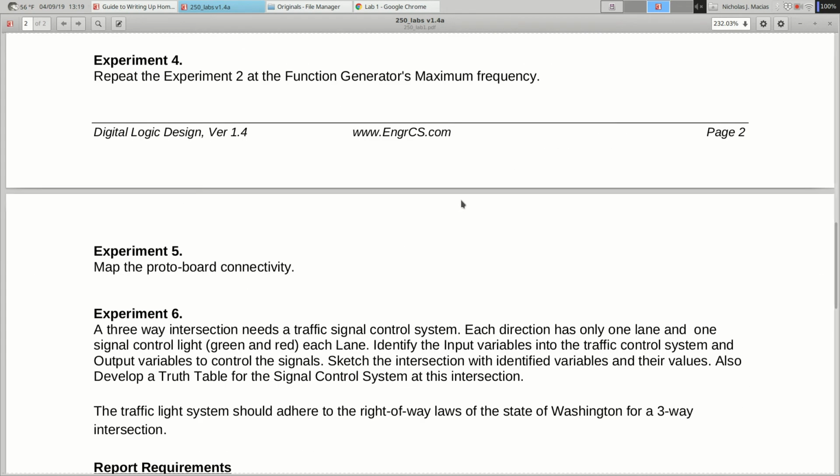Experiment 5, mapping the protoboard connectivity. That's a 120 lab. So you get the protoboard, and you use your multimeter, and you measure resistance, and you find which holes are connected to which, and somehow draw a picture of that. And if you draw a box with some circles and some lines, make sure the person reading the report knows what that picture means. Right, here's the protoboard. The lines represent holes that are connected to each other, or whatever.